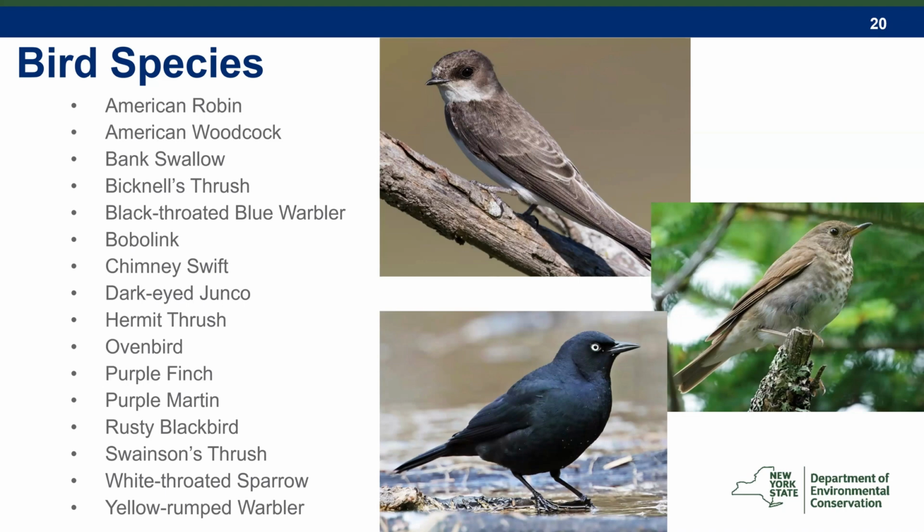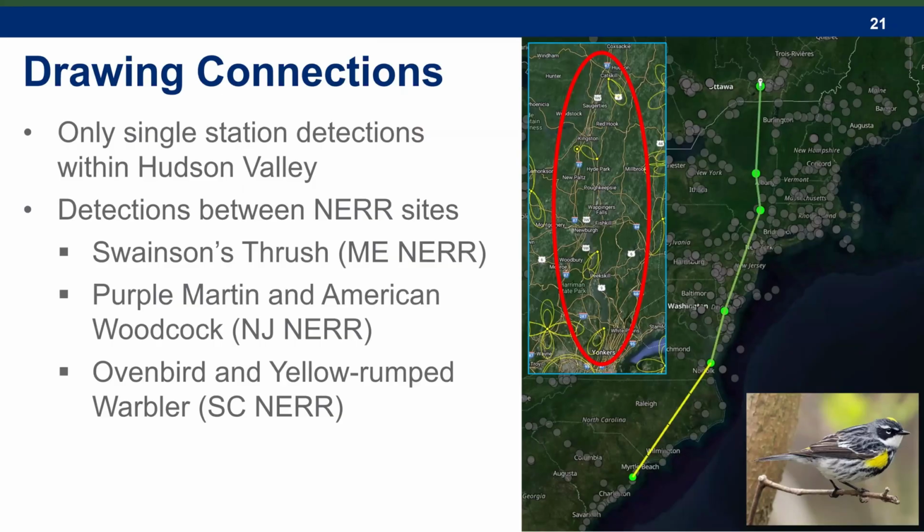Or we did have a couple from the Southeast and Jamaica, I think was the furthest south. Just a couple interesting points, as we dive into this data, drawing connections both within the valley and outside of the valley. We've only had single station detections within the valley, so no animal was detected at multiple stations throughout the valley, suggesting that, at least for these, they seem to be crossing the valley as opposed to using the valley as a corridor.